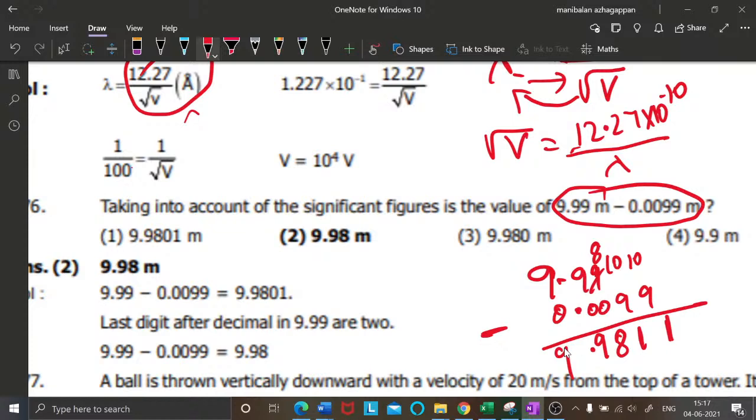I got four decimal places, but you are not able to give four decimal places. Why? The reason is rounding off. The minimum precision given is 9.99, so that is the rounding value, and you have to give the same precision: two decimal places. The answer will be 9.98. You should round off the number, otherwise the answer is going to be wrong. So you can easily make a mistake in this problem.